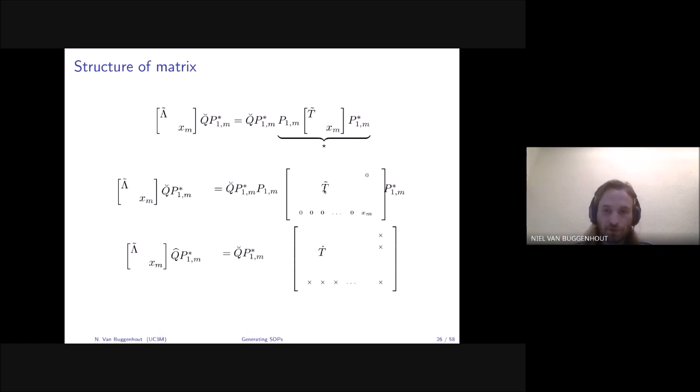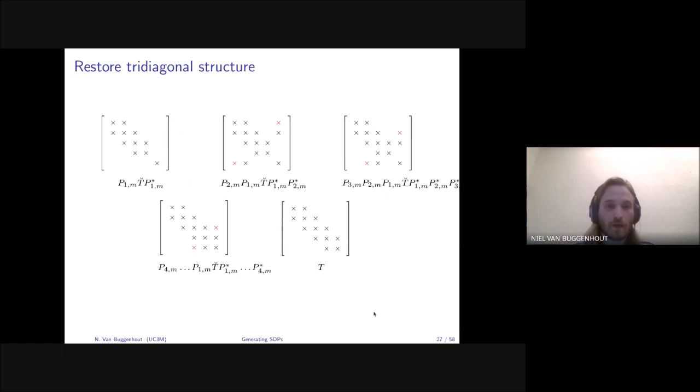Well, then the second line is just RT, which is a tridiagonal matrix, and we have one element XM on the lower right corner. And then after we multiplied these two plane rotations inside, we will see that the bottom row fills up, and there appear elements on the bottom row and elements in the last column. Yeah, and this is not what we want. What we want is a tridiagonal matrix, so we have to restore this structure.